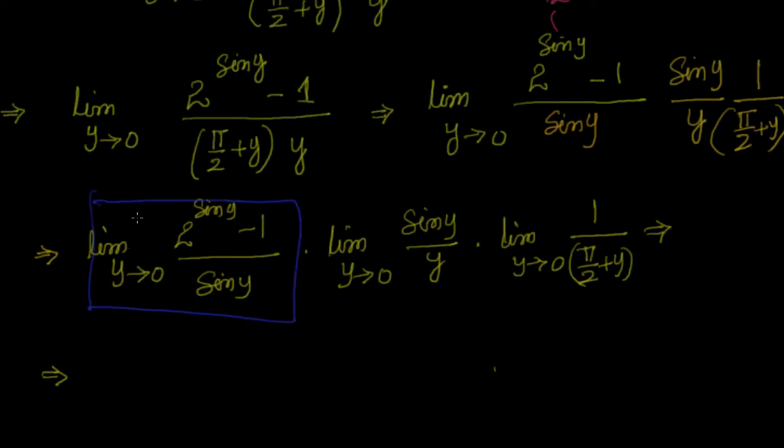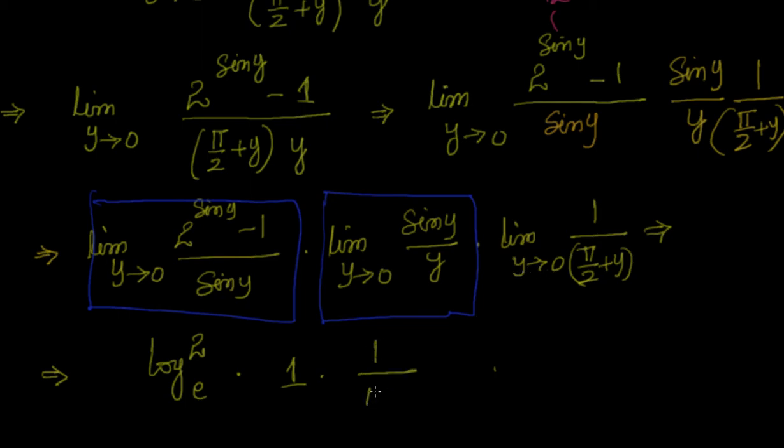We know this blue box equal to 1, this is also equal to 1 because that's exactly the standard result. So this is 1, this is equal to log 2 base e, because the formula is a power x minus 1 by x is log a to base e. The second one is 1, we know obviously, and when I substitute y equal to 0, I get 1 by pi by 2. So that simplifies to 2 by pi into log of 2 to the base e.